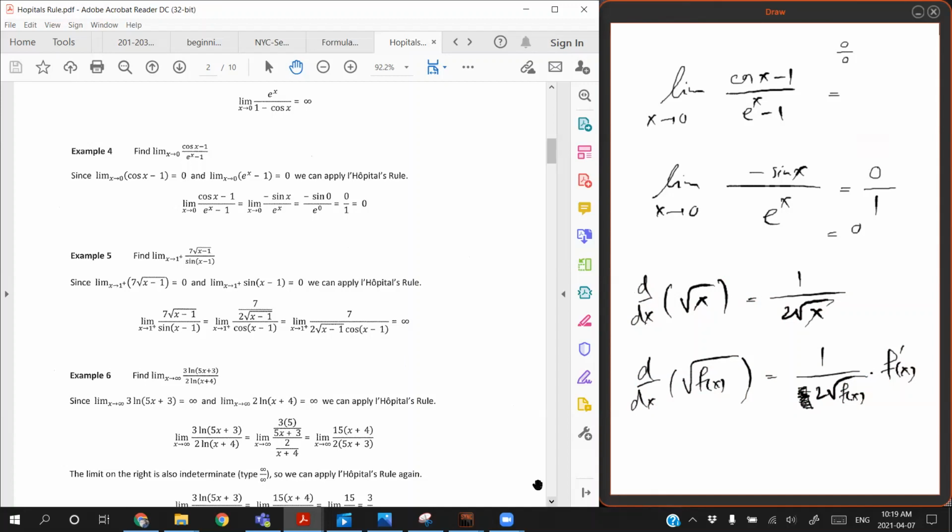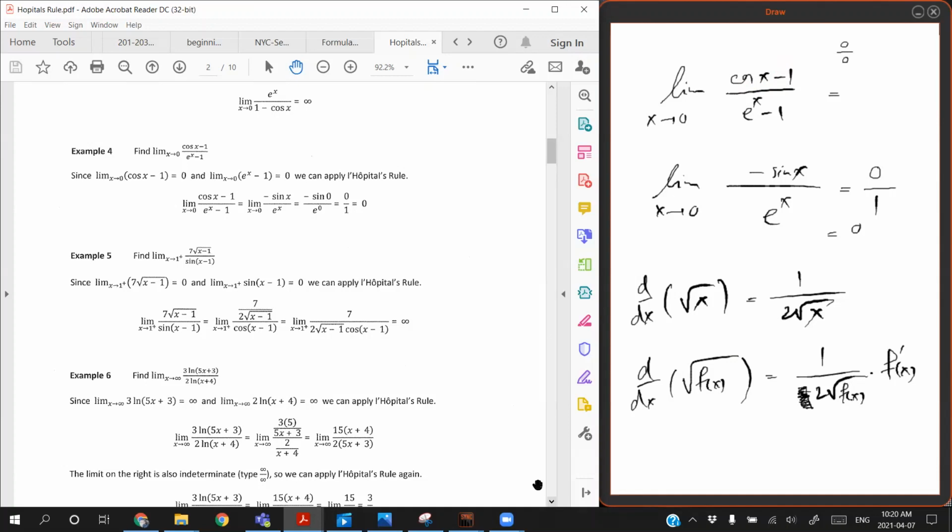Yes, Salma, you have a question? Yes, can you repeat how you got minus sine x? That's the derivative of cosine x. Okay, so we only use the... Yeah, because the derivative of the minus 1 is going to be 0. The derivative of cosine x is minus sine x. Okay, so we only apply the derivative?